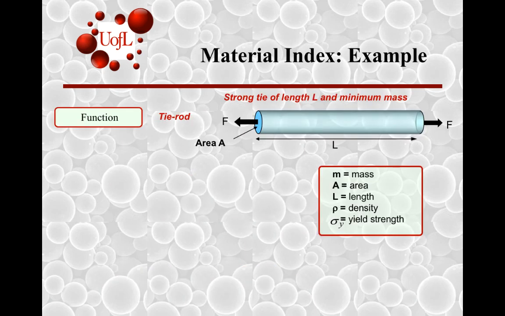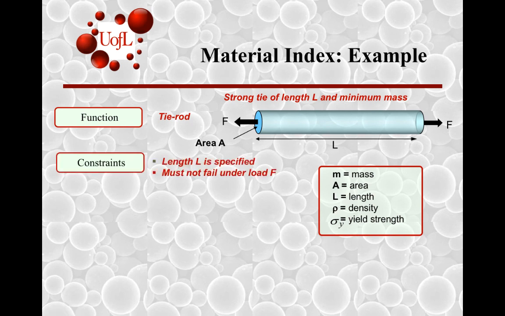Let's take a look at another kind of material example. In this case, it's a tie rod. We want to have a strong tie rod of length L and with minimum mass M, and the cross-sectional area is A. This is a circular cross-section. Rho is the density as before, and now we are going to look at the yield strength. And the constraints are that for a given length, it must not fail under the applied load F.